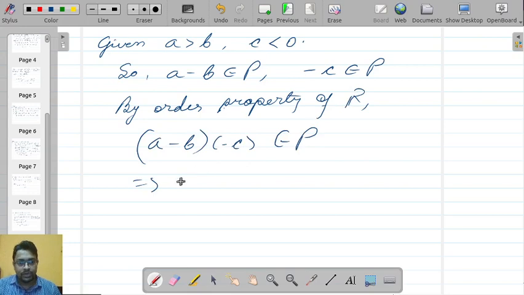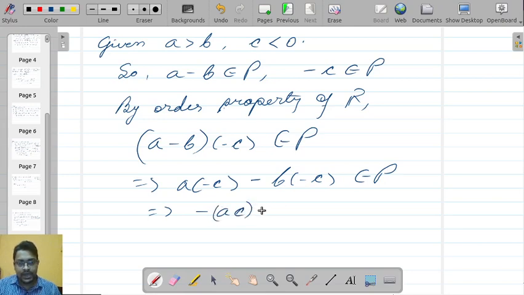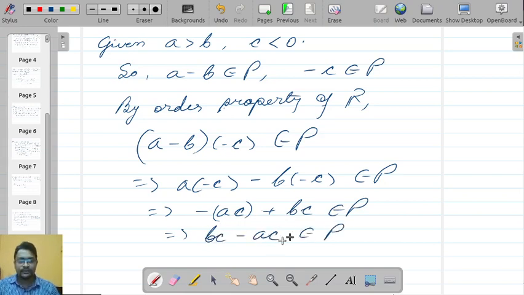If you multiply, we have already seen A into minus C and minus B into minus C is in P. A into minus C is minus AC, this we have already done, and B into minus C I can write as minus 1 into BC. So this will be just plus BC. So what I have shown is that BC minus AC is an element in P. So from there BC is greater than AC, or the other way I can write it as AC is less than BC.